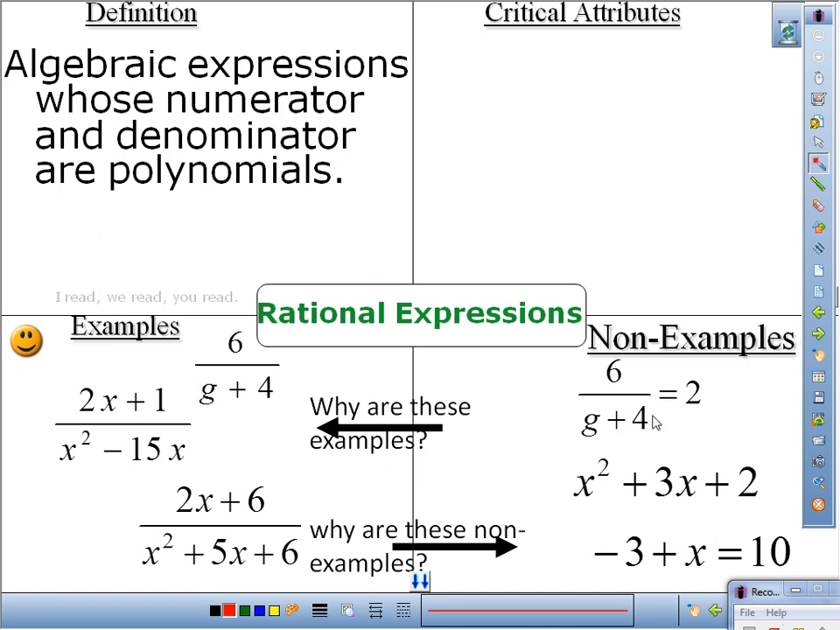Okay, let's see. Let's start with this one. Melanie, why is this one not a rational expression? It has an equal sign, which makes it a what, everyone? An equation. What are we looking at? Expressions. Okay.